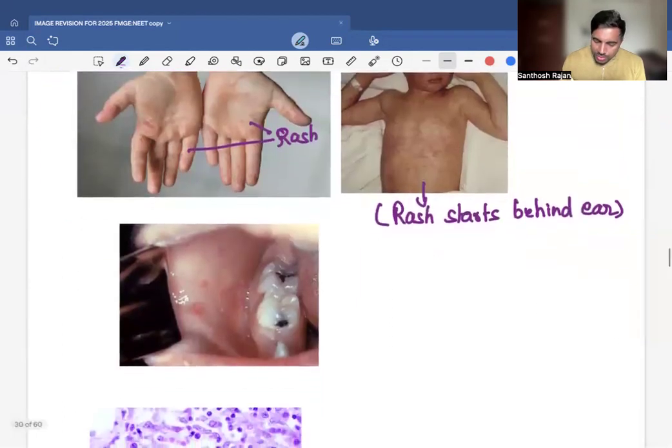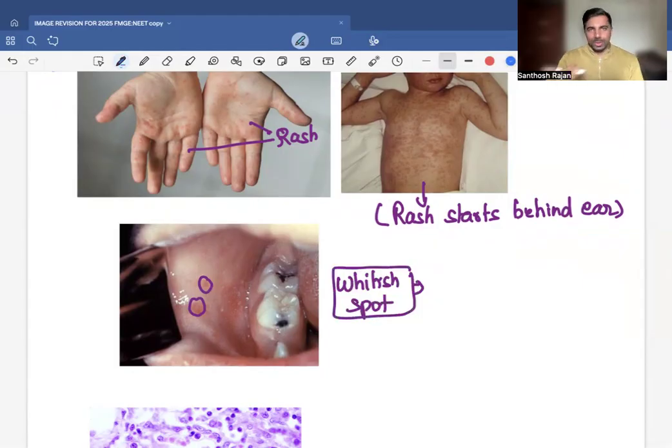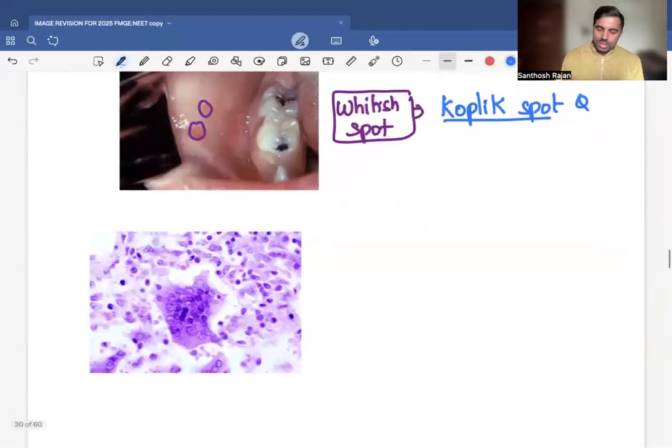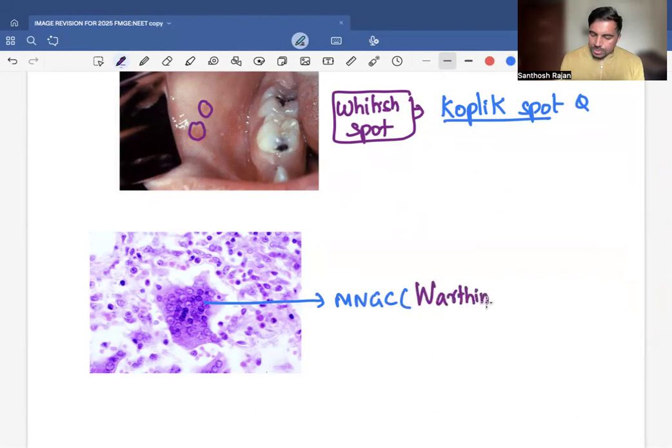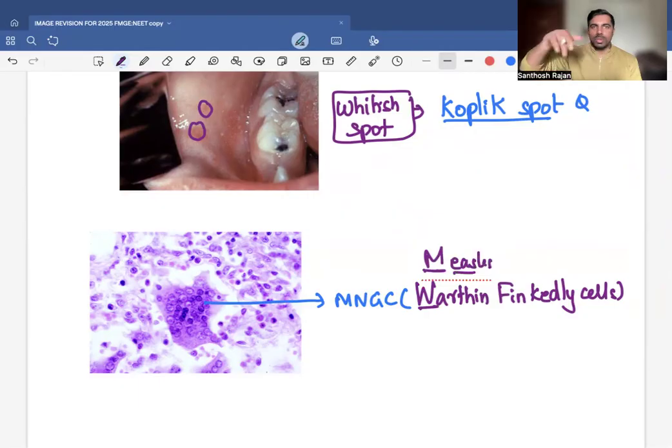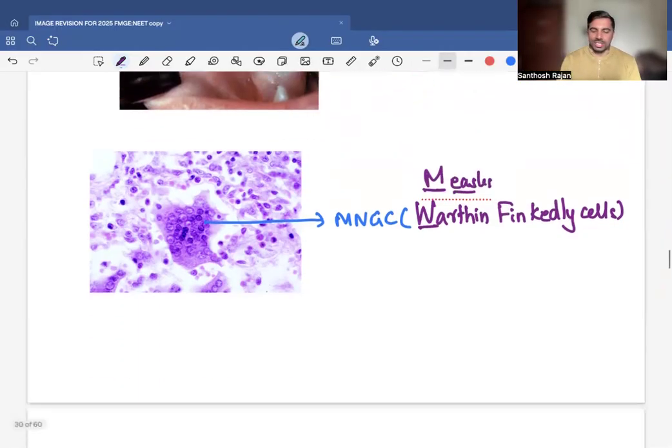Important. And this one you know very well. It's a small whitish spot. By this time you must be thorough with this. Basically, it is the Koplik spot, characteristic for your measles. Another question: the cells. When you do a Giemsa stain and see, we are seeing another multinucleated giant cell like in herpes and herpes zoster. But here we call it Warthin-Finkeldey cells. Remember, measles sounds like M; turn the M upside down and it becomes W. So Warthin-Finkeldey cells. These are the characteristic pictures you should know thoroughly.